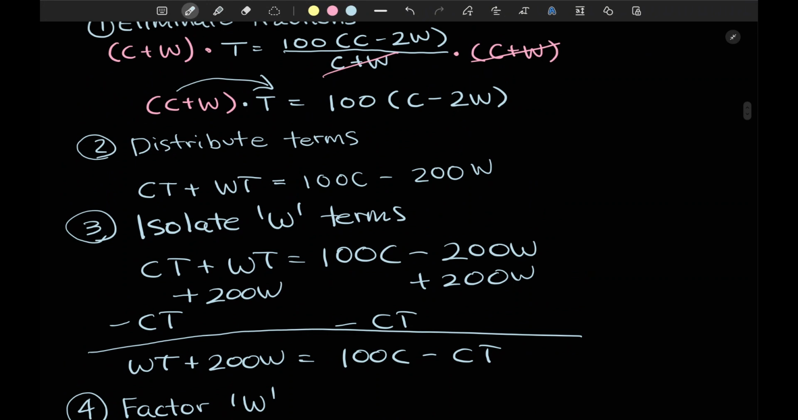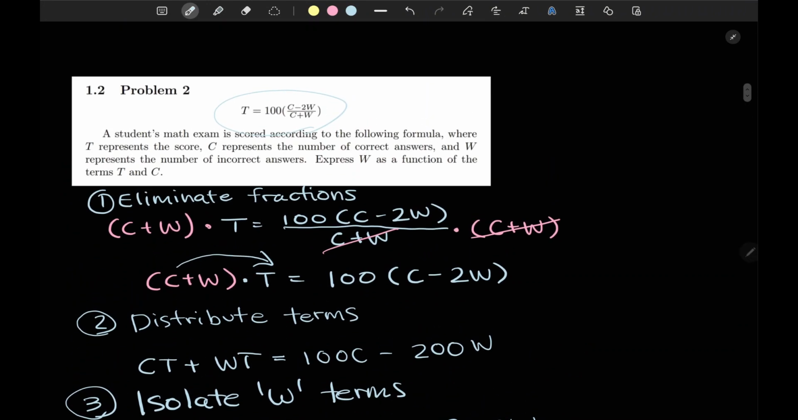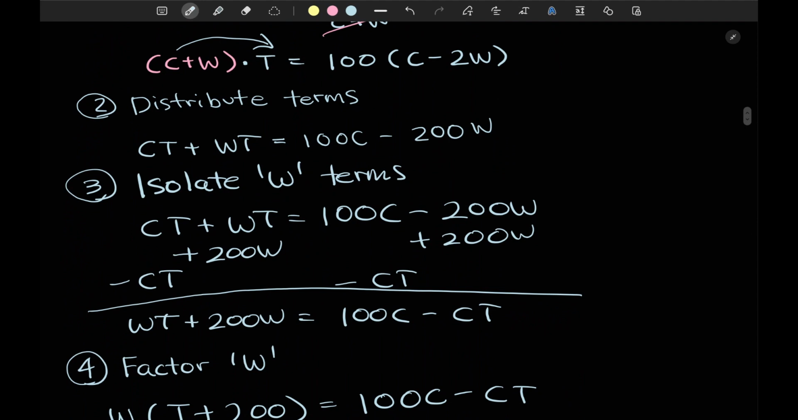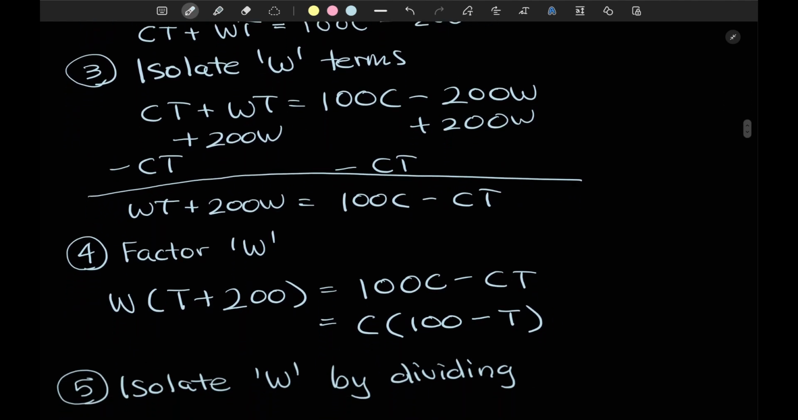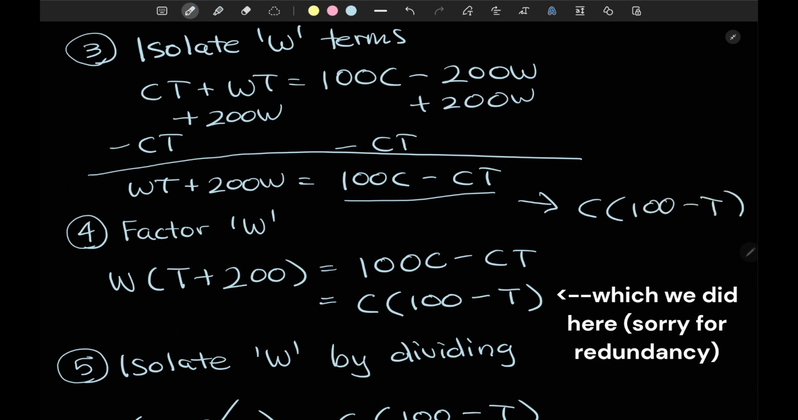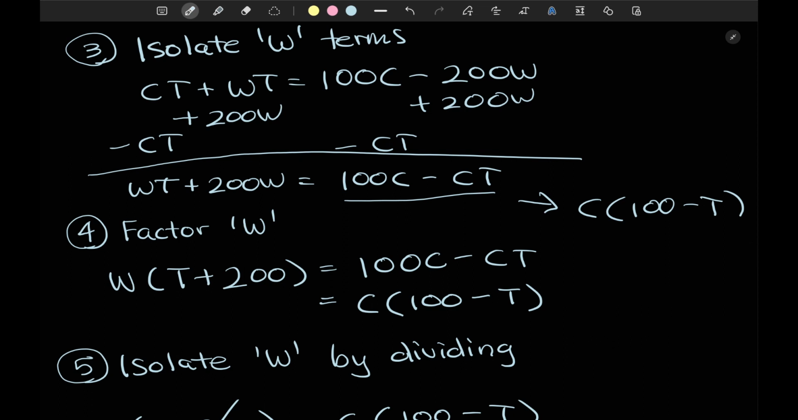Anytime you get a problem like this with simple algebra and you need to isolate a variable, if you go through these steps of breaking the problem down by eliminating fractions, distributing everything, isolating all the terms, it'll work for you pretty much every time. And as you can see here, we could have also isolated c if we had to. We could have taken this, turned it into c times 100 minus t, and then divided that out if we were asked to create an expression for c as well.